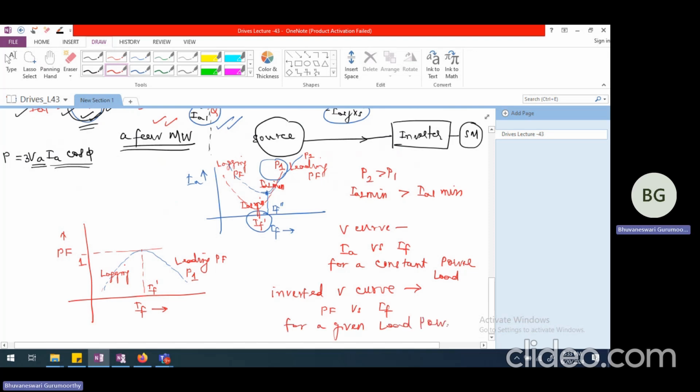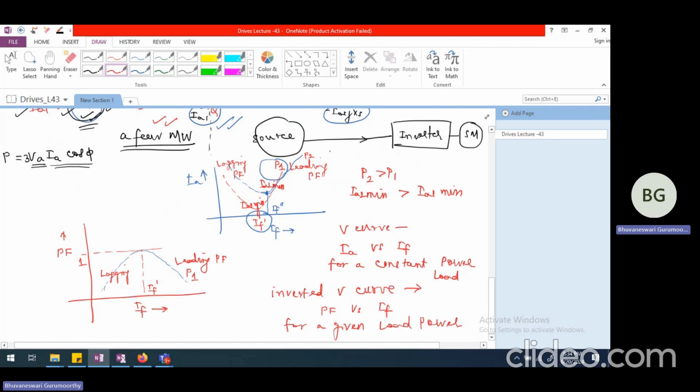If the load power is a constant, under that condition, if I look at how the power factor varies with respect to field current, that gives you an inverted V curve. One thing I would like to say as the greatest advantage of a wound field synchronous machine is that it allows you to adjust the power factor as per your requirement, whether leading, lagging, or unity power factor. That can be done only by adjusting the excitation.